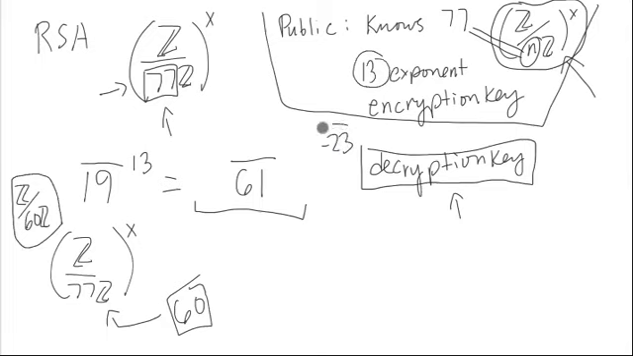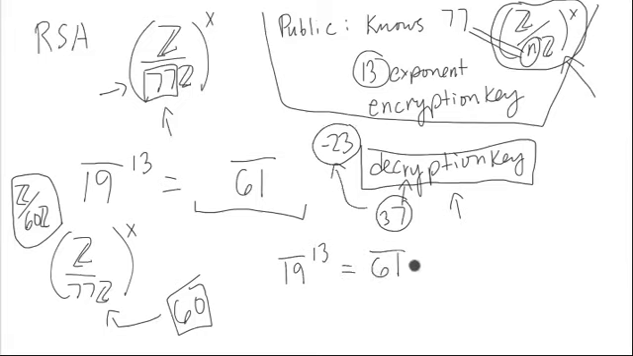But remember that this is living mod 60. So you could think of it as a -23, or you could think of it as a +37. So let's just keep it positive for now. So 37 is our decryption key. Okay, so that means if we take 19 bar, raise it to the 13th, we end up getting our encryption.